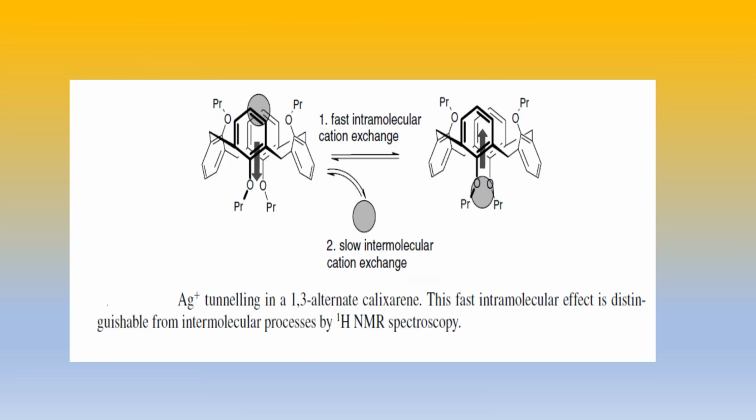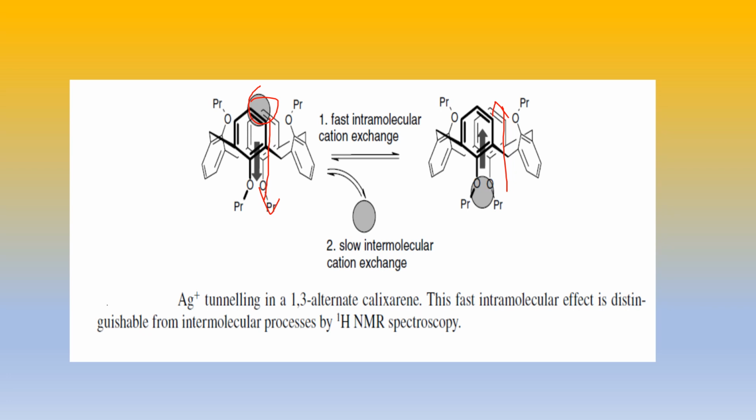Next one is tunneling effect. So silver plus ions, once they are interacting with the aromatic ring in the upward position, slowly it will move downwards. Okay, so in this way within the molecule, then again it will move upwards. In this way the silver ion will be tunneling inside the calixarene. Tunneling means moving inside that calixarene cavity. So it will be very fast.